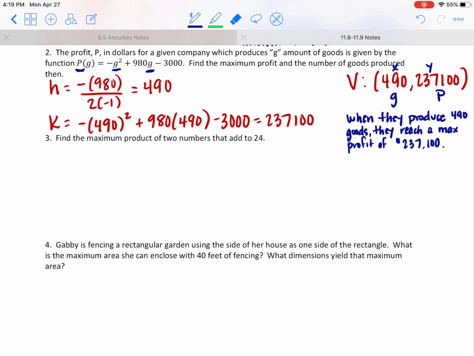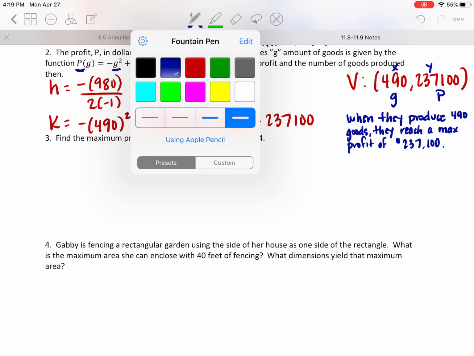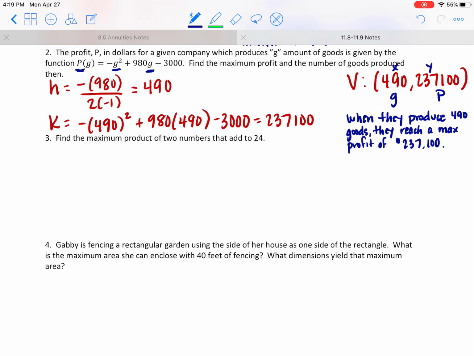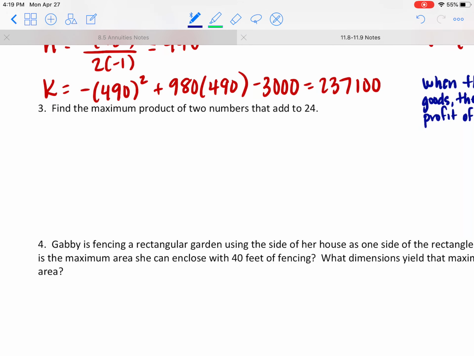Now the next couple are going to be a little tougher, and hopefully you can recognize the difference. If we look at number 3, it says find the maximum product of two numbers that add to 24. A little difference in that we're not given a quadratic function, which means we're going to have to take an extra step to create a function before we can actually maximize it.